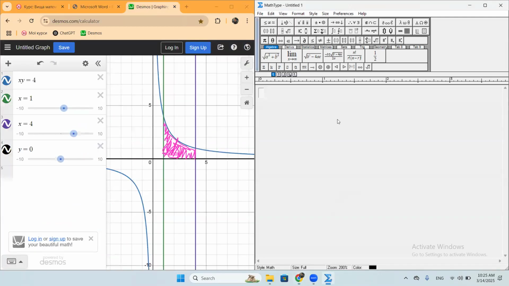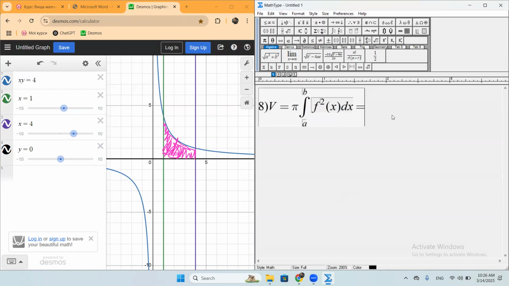So the formula of the volume will be the following: pi multiplied by the integral from a to b of f squared of x dx. Because the axis of rotation is x, we integrate by x. If the axis of rotation were y, we would integrate by y.